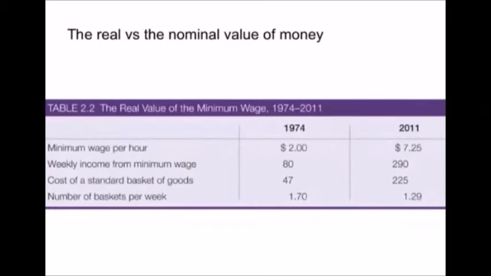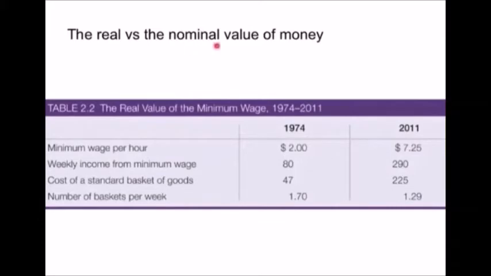Here's an example of the real value of the minimum wage. If we compare values from 1974 to values in 2011, we can get some insight into what the differences between real and nominal values are. Let's look at the minimum wage paid in the two different years. In 1974, the minimum wage was $2. In 2011, the minimum wage was $7.25.